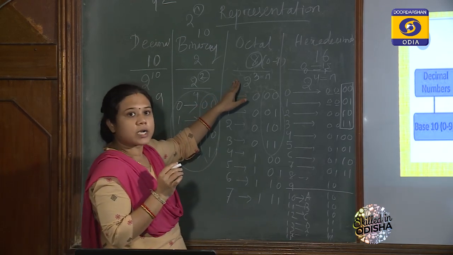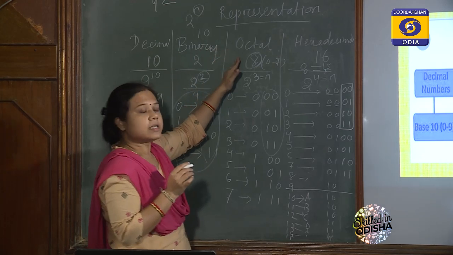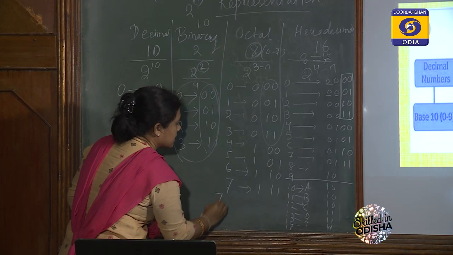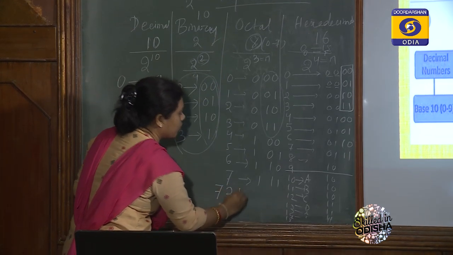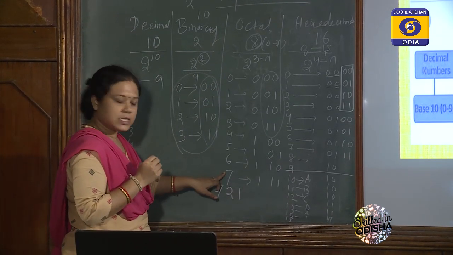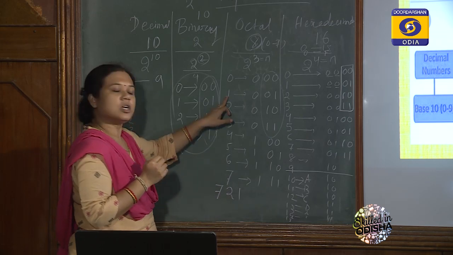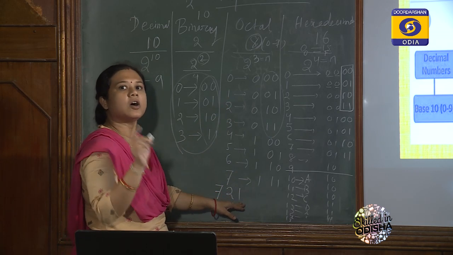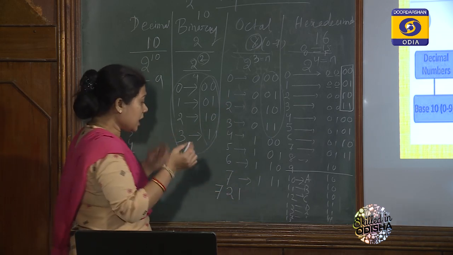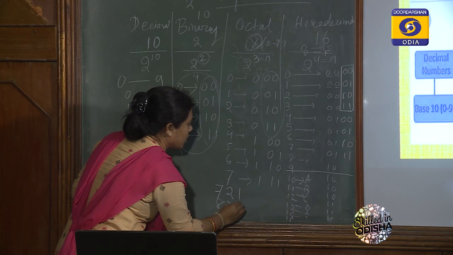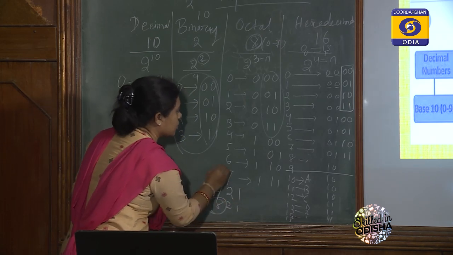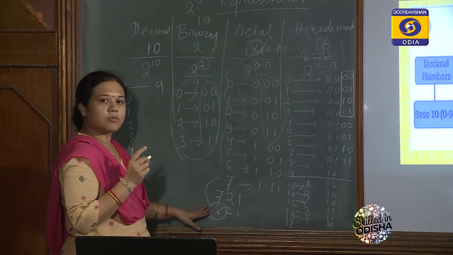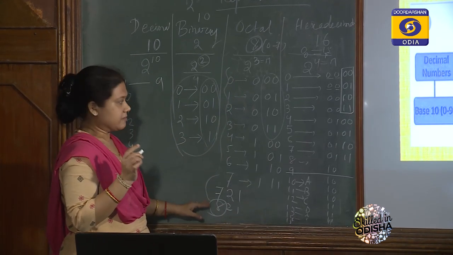Similarly, what about the octal number system? In octal, the digits are 0 to 7. Suppose I take 721. That means 7 is present here, 2 is present here, 1 is also present here. So this will come under the octal number system. If we take 821, 8 doesn't belong to the digits present in the octal number system. So here we cannot convert it into any system.